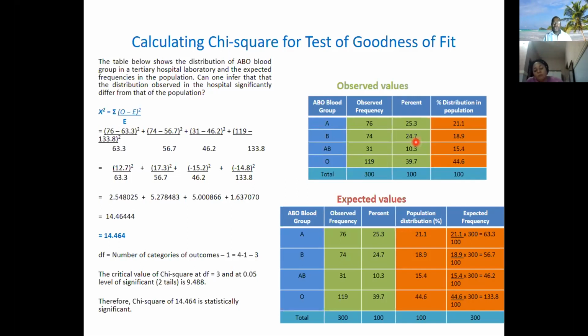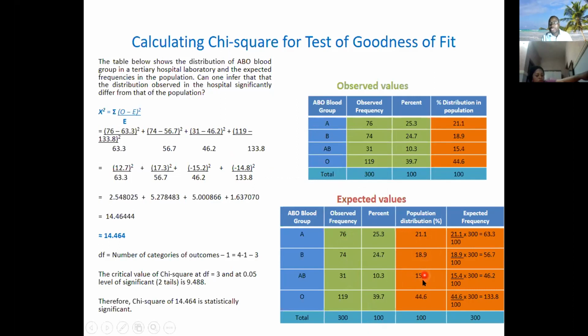What you need to do now: you have your own sample, and of course you can calculate the percentage. So all you need to do is translate their percentage into frequency using your own total. Look at the second table below. You can see that your own is 76, 74, 31, 119, but you don't know the expected one.